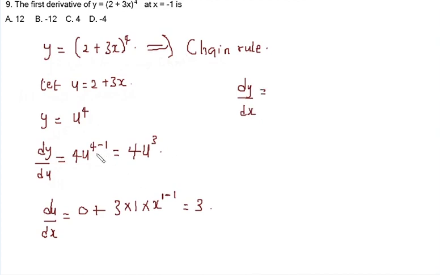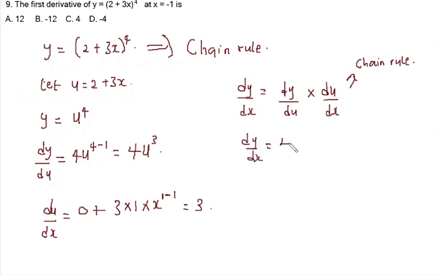For our chain rule, dy/dx, which is the original differentiation we wanted to make, is equal to dy/du times du/dx. We found these two values already. If you notice, the du can cancel out to still give us our dy/dx. This is the chain rule. From here we can say dy/dx is equal to 4u cubed times 3, right? So this is equal to 12u cubed. Remember that u is equal to this value, so this becomes 12 open bracket 2 plus 3x close bracket cubed.